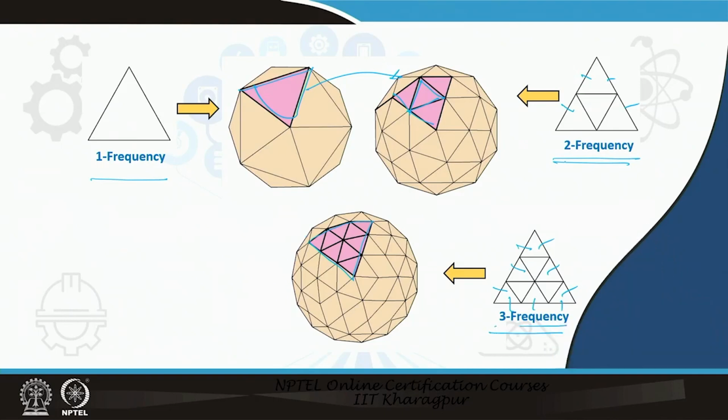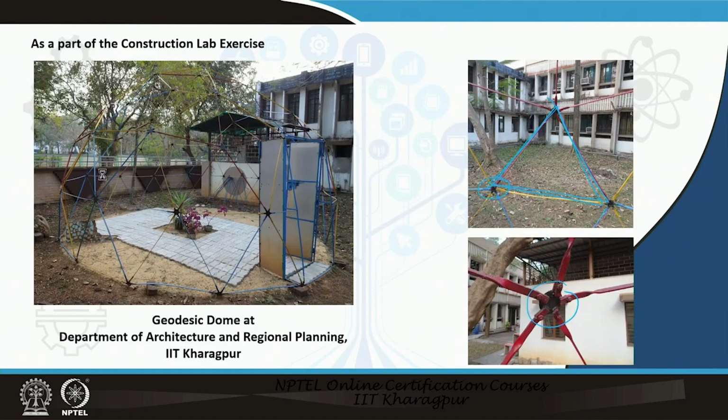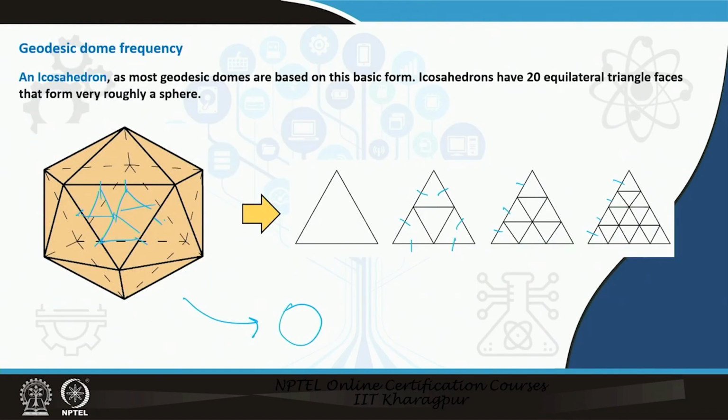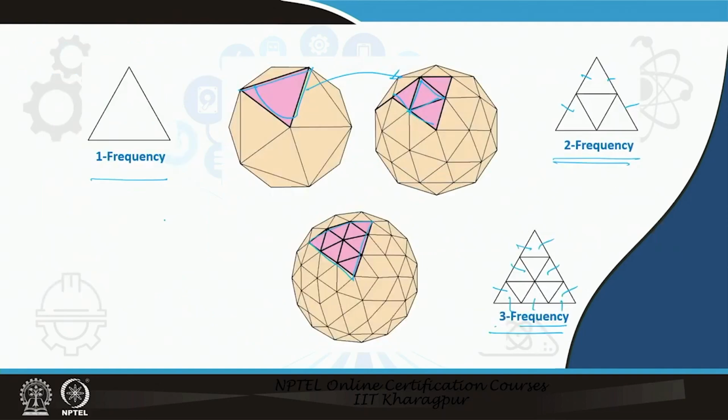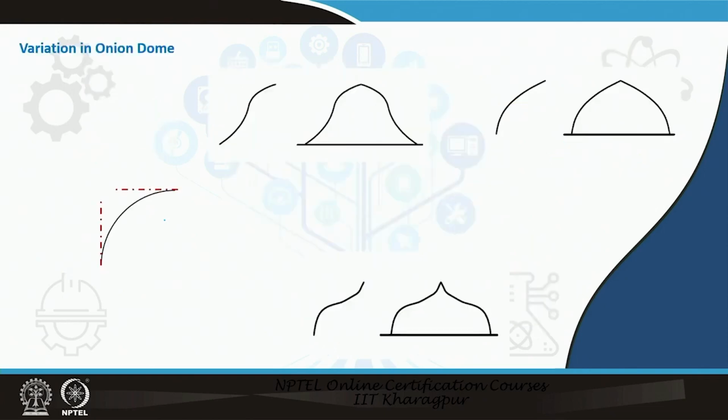So we start with the first frequency, which is very much equal to your icosahedron, and from there, one after another, we increase the divisions of that triangle. Now, onion dome: let us discuss some variations regarding the onion dome.